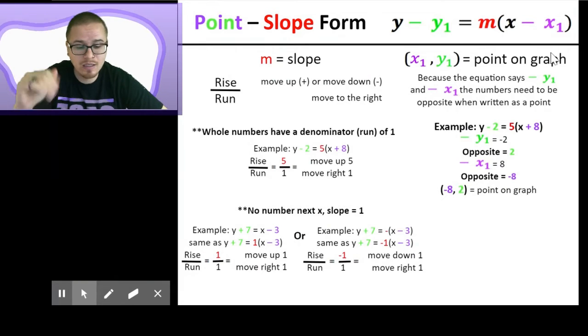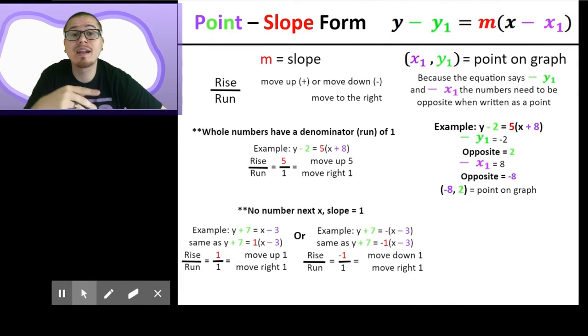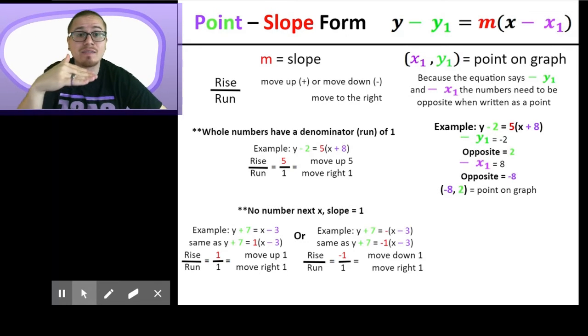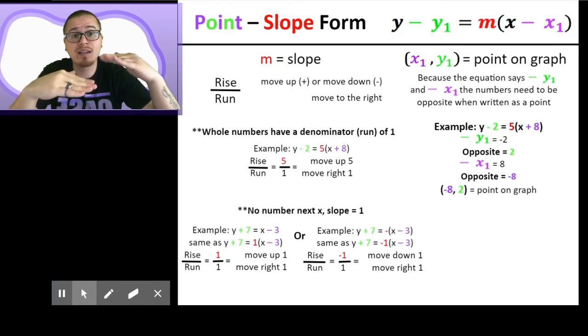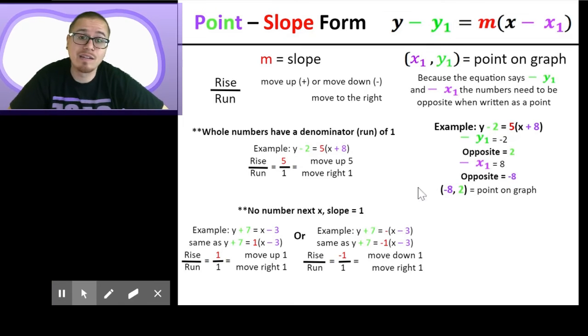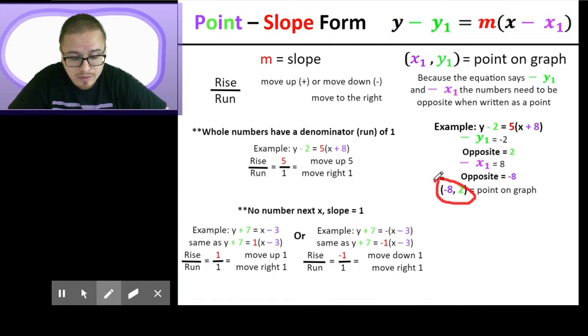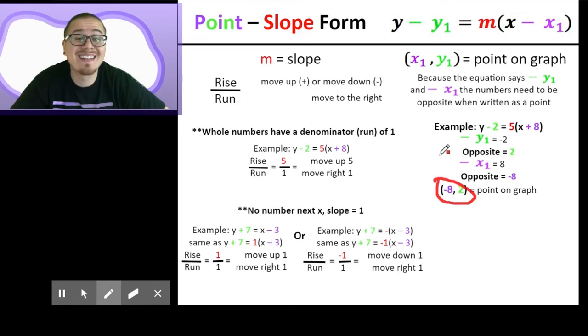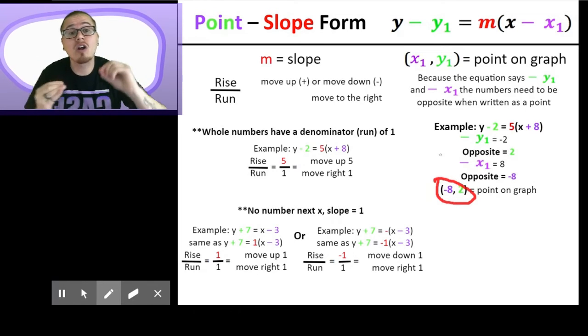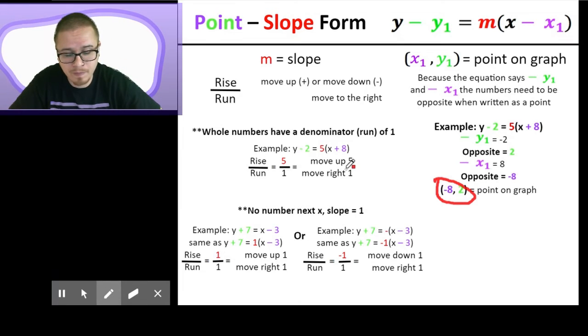Same thing for the x. It's x minus x1. Now you see x plus 8. The only way to get a plus when you're minusing is if you're subtracting a negative. You subtract a negative, you add the opposite. So that's really a -8. So the ordered pair, the point that you're given is -8, 2. That's given to you from the equation. So you would start by plotting that point. That's your point that you're given on your graph.